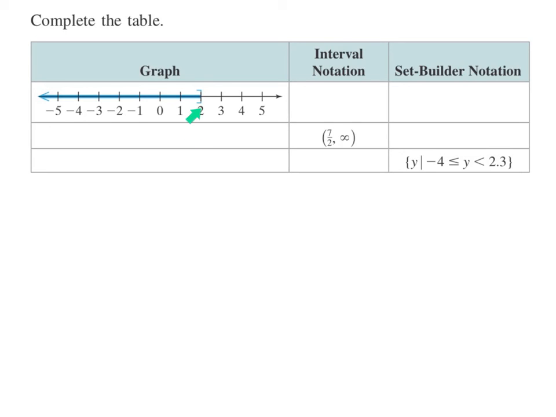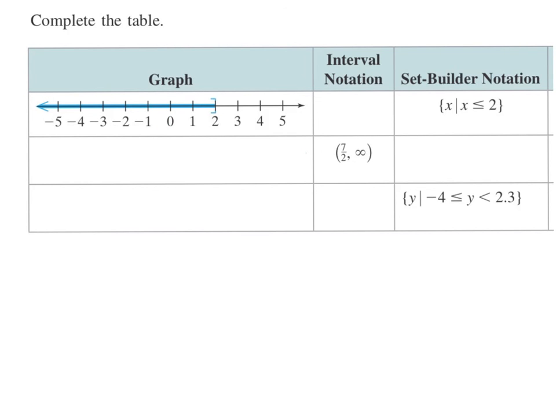Since it's a bracket, that means 2 is included. And since it's going to the left, this is a less than or equal to situation. And it goes on and on forever. So for the set builder notation there, we've got the brace and then the x with the bar. So x is less than or equal to 2 because of a bracket. And then when I do the interval notation, I know that the right side is going to be a bracket and the left side is negative infinity, which makes it a parenthesis. So it should look like that.